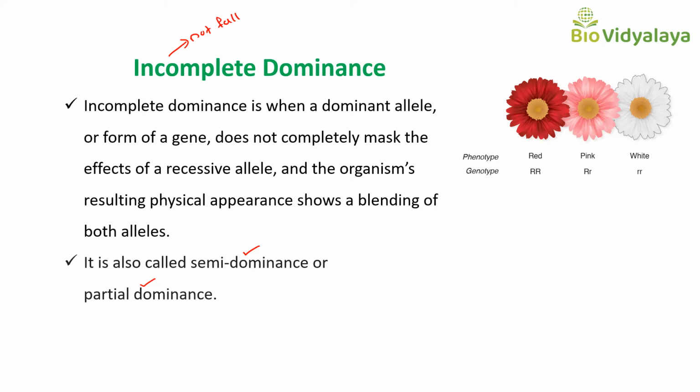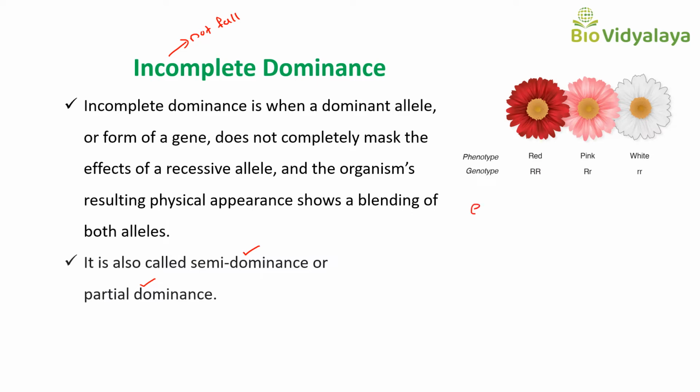Incomplete dominance is when a dominant allele or form of a gene does not completely mask the effect of a recessive allele, and the organism's resulting physical appearance shows a blending of both the alleles. In incomplete dominance, if we cross two different phenotypes, then we will get a third phenotype that is something in between. That phenotype will be the intermediate phenotype.